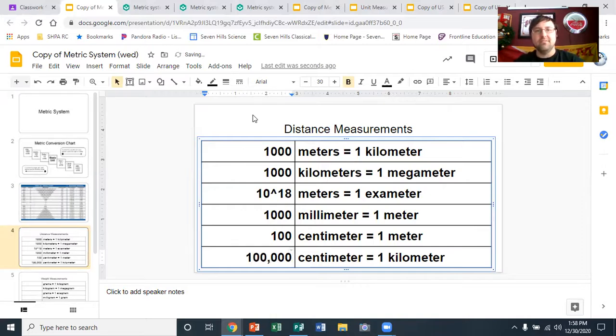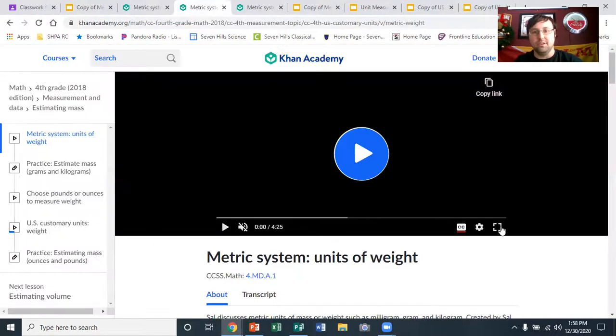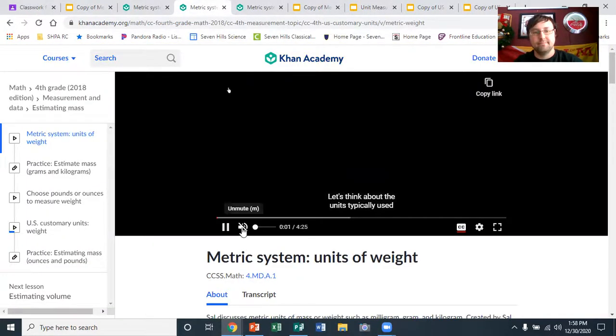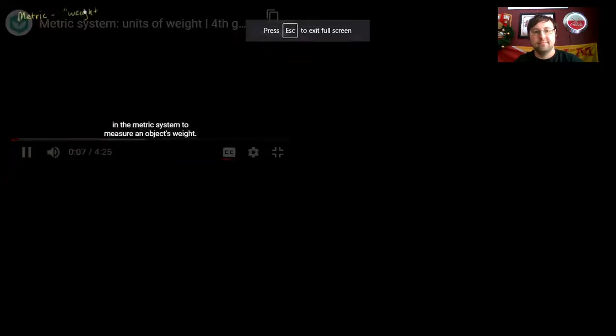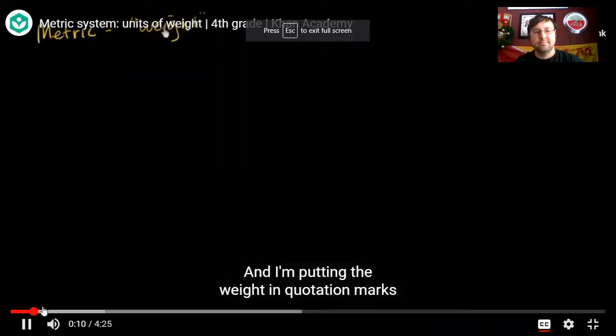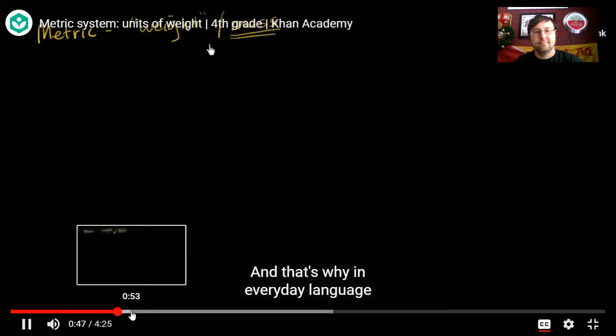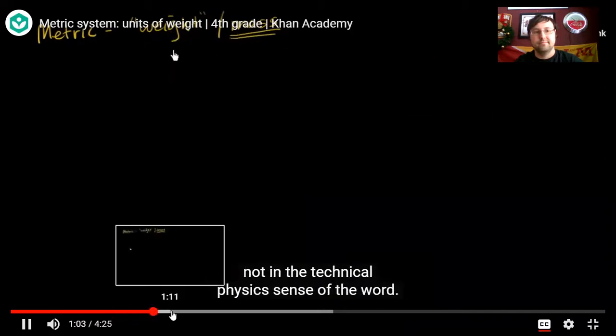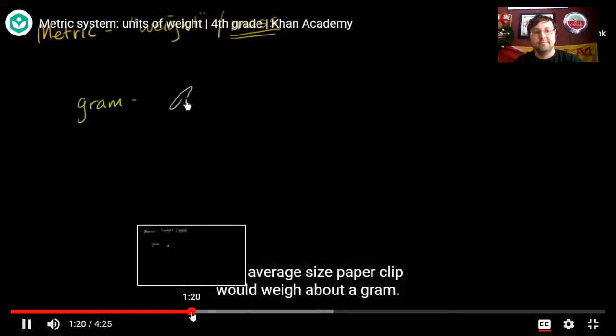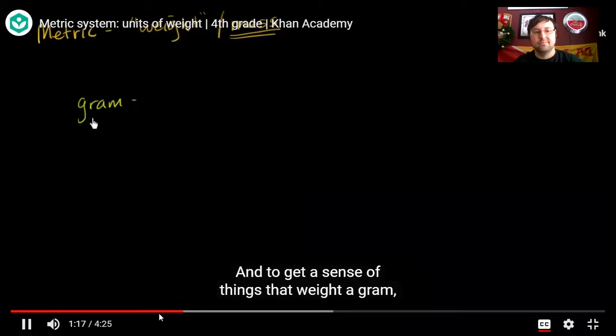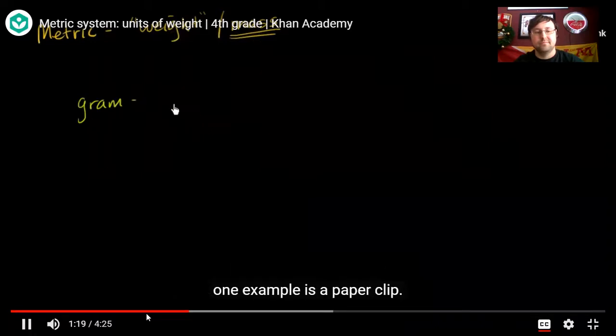Now let's go right ahead, and instead of doing separate videos, we're just going to put this all in the same video here. So let's go to units of weight. It's typically used in the metric system to measure an object's weight. I'm putting weight in quotation marks because the units are really about mass. To get a sense of things that weigh a gram, one example is a paperclip, or a stick of chewing gum.